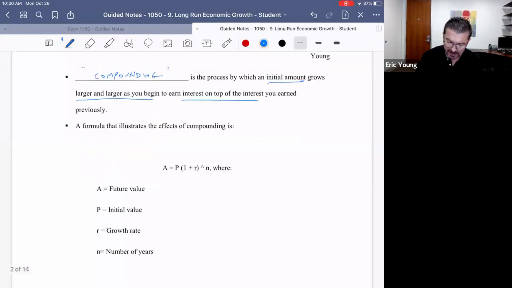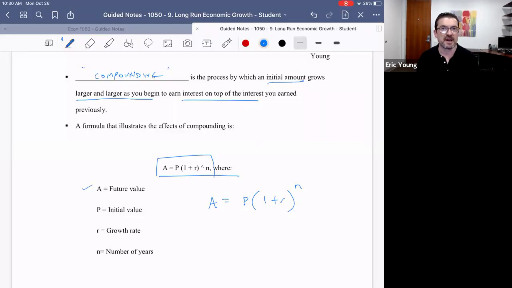To illustrate the effects of compounding, there's a real common formula. A is equal to P times (1 plus R) raised to the N. Note that when typing, if you don't have access to the superscript, you can just use the caret. Here, A refers to the future value, P is your initial value or where you're starting, R is your growth rate, and N is the number of years that you're growing.